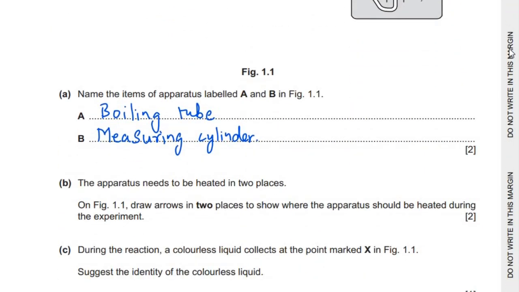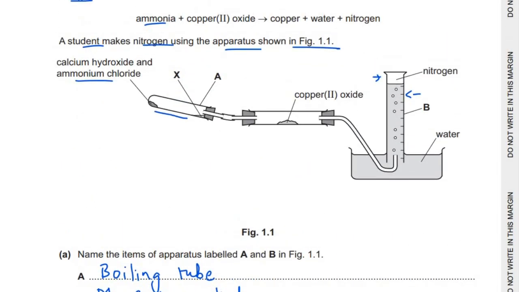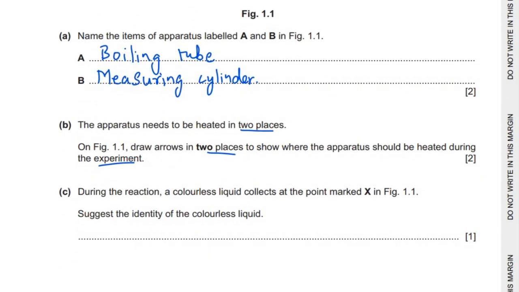Now the B question is, the apparatus needs to be heated in 2 places. On figure 1.1, draw arrows in 2 places to show where the apparatus should be heated during the experiment. Now we can see that both the tube needs heating where there is a solid substance present. So here is one of the arrow drawn to show the heat, and second is this arrow on the copper oxide where the ammonia gas will be passing off. So the heated solid substance are going to react.